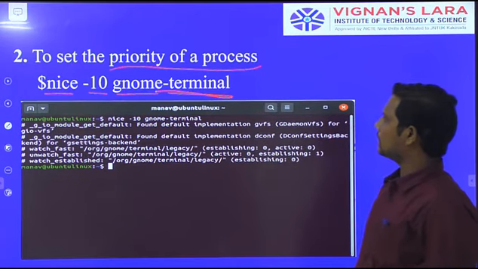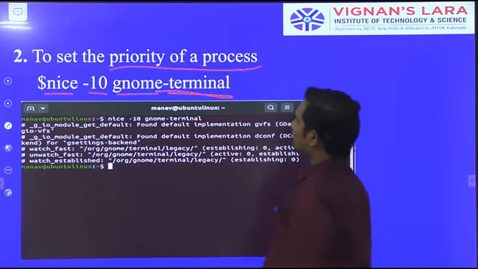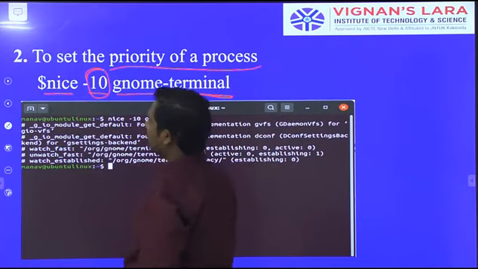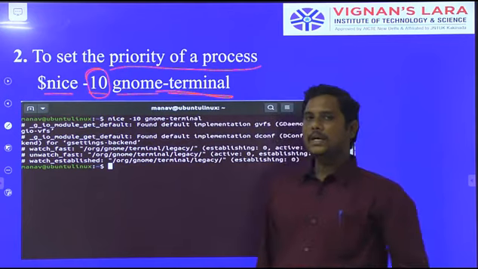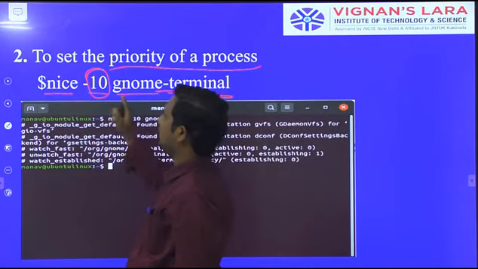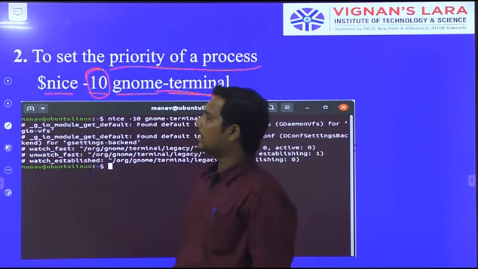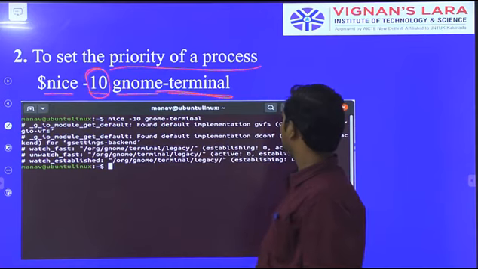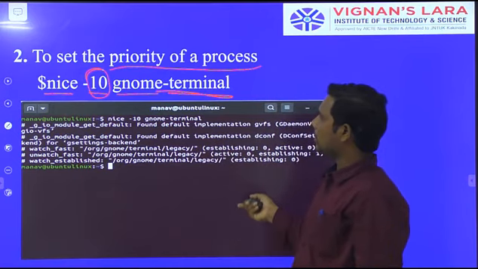So here, to set the priority of the process, the 10 here is the priority value. The process whose priority we are changing is the one whose command is mentioned here. So this is the output, you can see that, a small type of output.